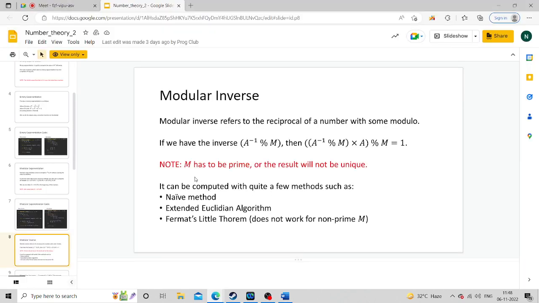That is the definition. So if m is not a prime number, then there can be more than one value of x for a given value of a. The proof is beyond the scope of this discussion, but you must remember that if m is not prime, then the result will not be unique. There will be more than one modulo inverse which you can get. However, if m is a prime number, then there would be exactly one number which would be a modulo inverse of that.